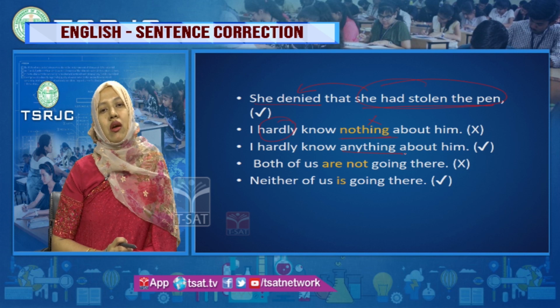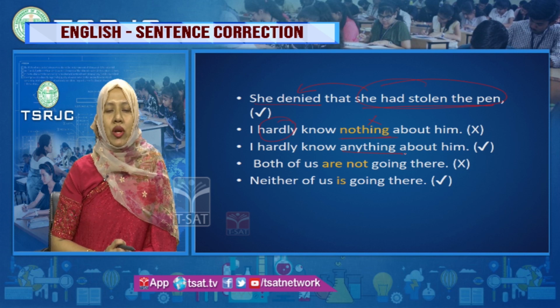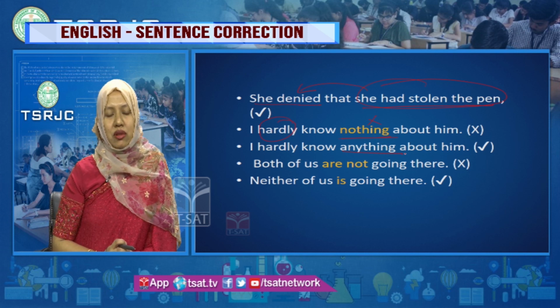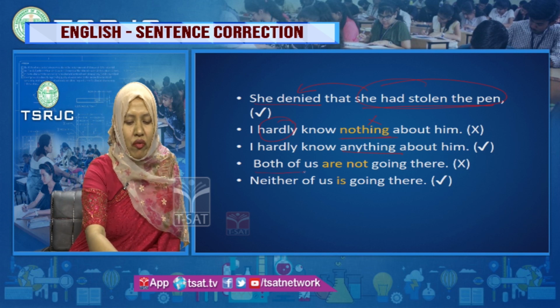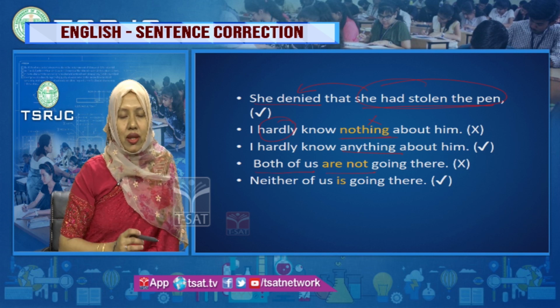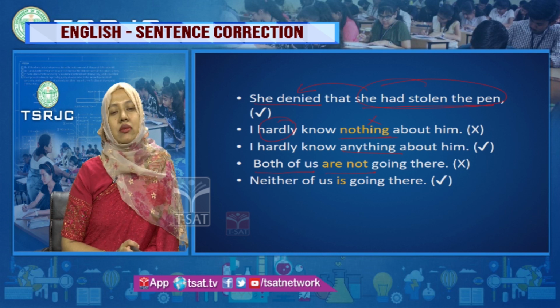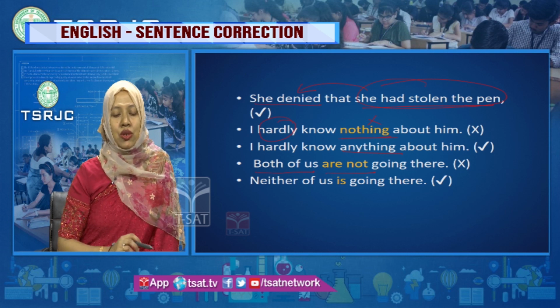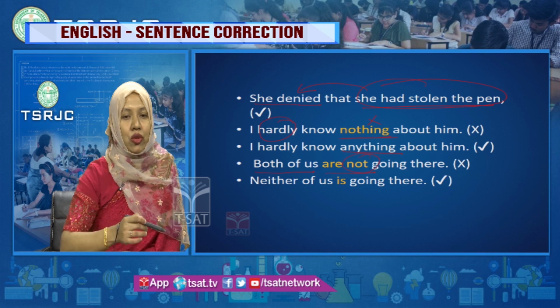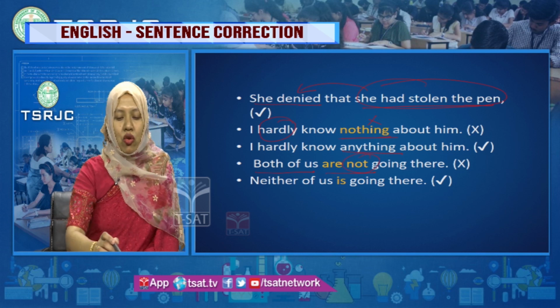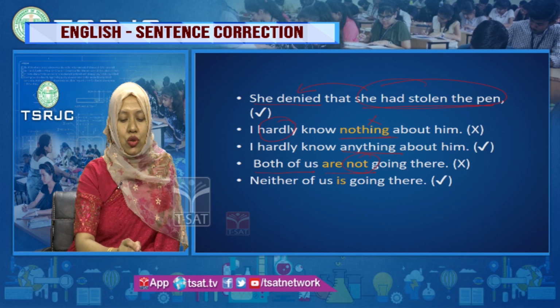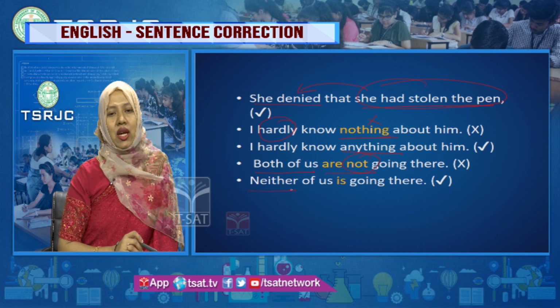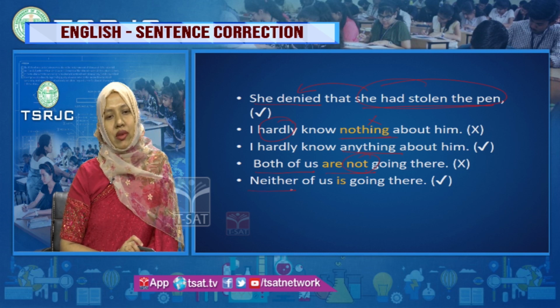Now, both of us are not going there. In this example, both of us are not going there. Again, this is a wrong usage. When you use both, you should use a positive sentence. You should never use negative, not. When you are talking about something negative, you should use neither. Neither of us is going there.